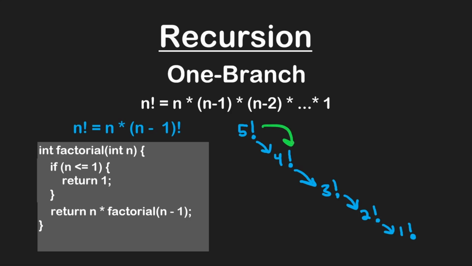We're going to go down a step to here. And then for 4, we're going to see the same thing. It's not less than or equal to 1, so we're going to compute 3 factorial. So we're going to keep going down and down and down until we get to 1 here. So that's going to be our base case. That's when this is actually going to execute. We're going to end up returning 1.